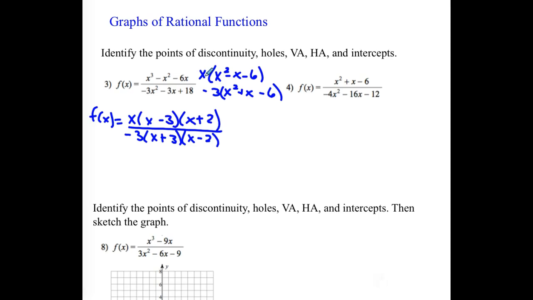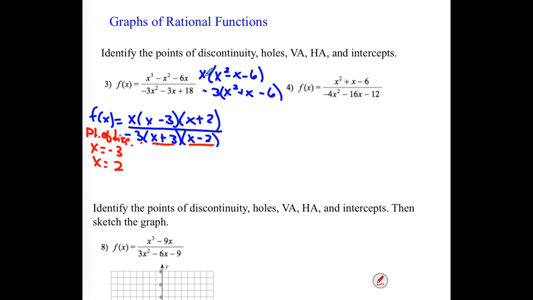When we look for points of discontinuity, we are looking for what? What makes the denominator 0? Okay, so looking at the denominator. The negative 3 here, that's a constant. There's no variable there. I can't change it. It's going to be negative 3 forever. But where I have variables, I can look at what makes that 0. So a negative 3 creates a 0 here, and a 2 creates a 0 there. So those are my points of discontinuity.